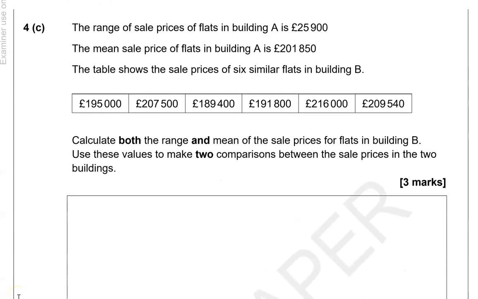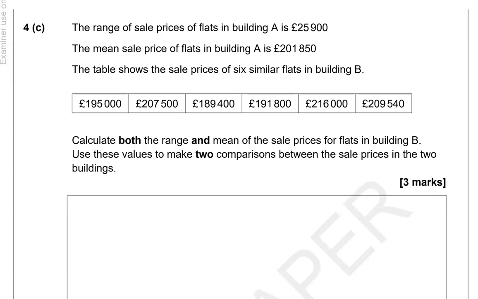The range of sale prices of flats in Building A is £25,900. The mean sale price of flats in Building A is £201,850. The table shows the sale prices of 6 similar flats in Building B. Calculate both the range and mean of the sale prices for flats in Building B. Use these values to make 2 comparisons between the sale prices in the 2 buildings. So we'll need to work out both the range and the mean.